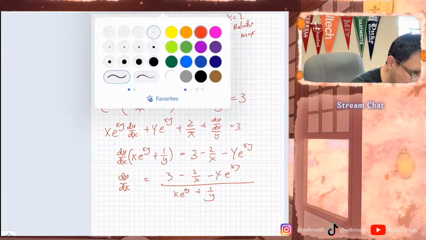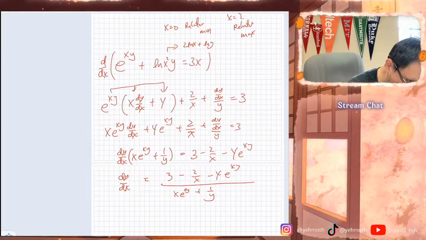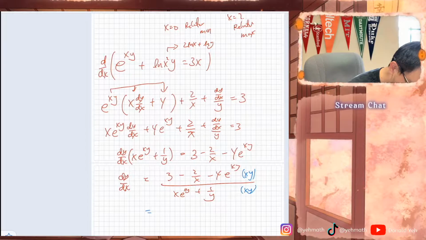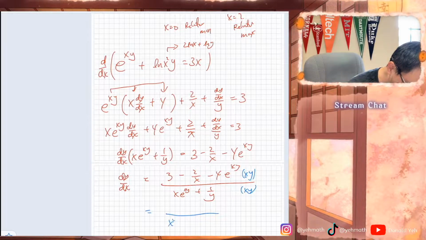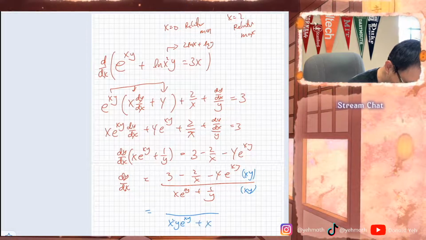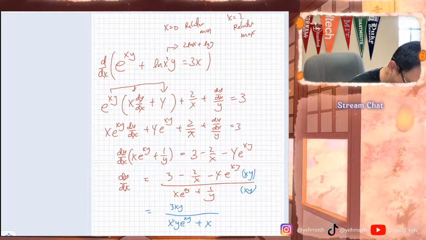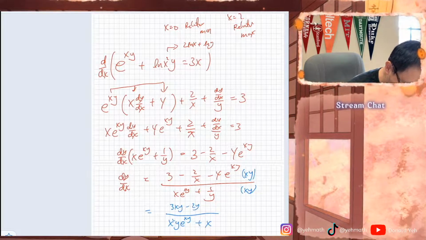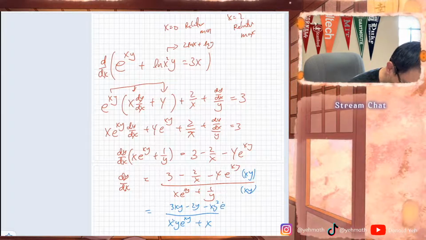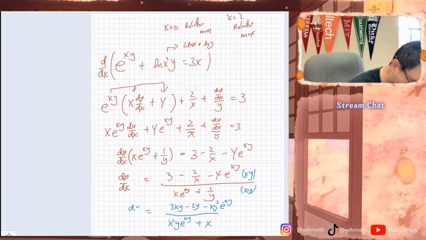Now I can always multiply top and bottom to get rid of the complex fraction. So I multiply top and bottom by xy. So that's equal to x squared y e^(xy) plus x, and this is 3xy minus 2y minus xy squared e^(xy). So this is what happened at the end.